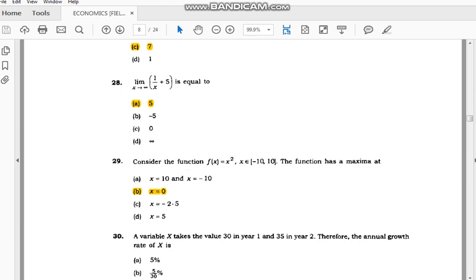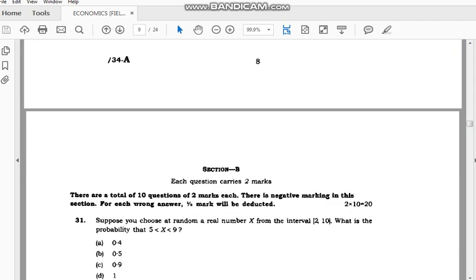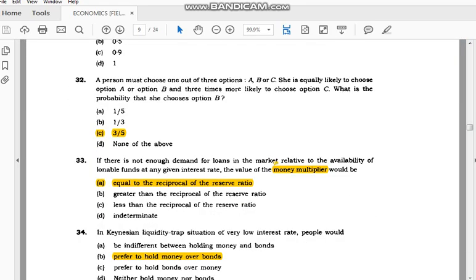For solving this problem, the function has a maxima, so we have to use conditions here. First derivative equal to 0 and second derivative has to be greater than 0. By using this condition, we can get the answer x is equal to 0. Next, question 30 is very easy and can be solved. And 32 is also very simple, and by using the common algebraic method we can solve that.